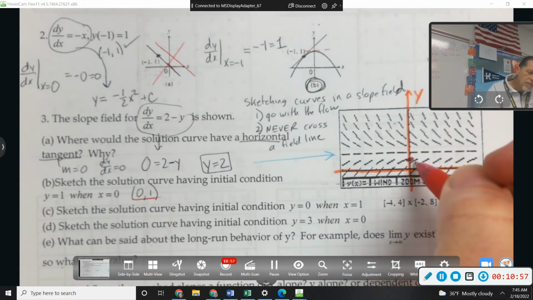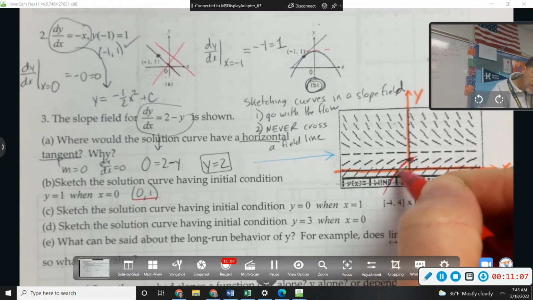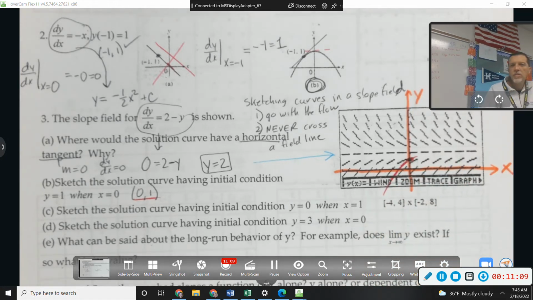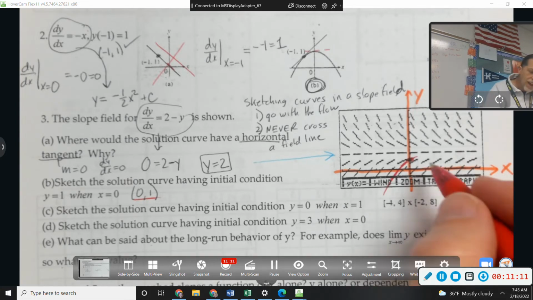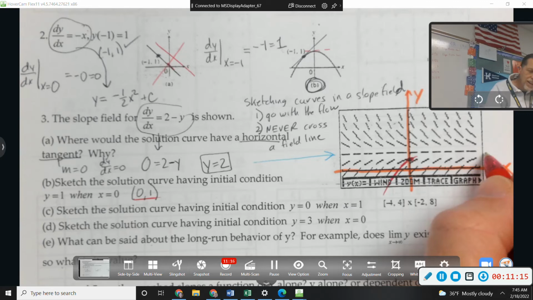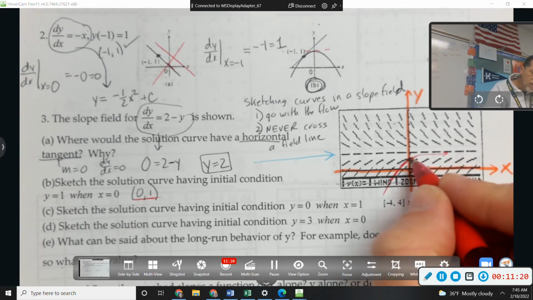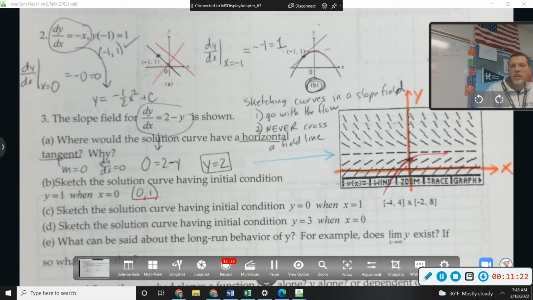They're trying to direct you where to go. So if I start at 0, 1, kind of go with the flow here. I'm going to go to the left first because it looks a little easier. Something like that. I can't cross that horizontal line at 2. So I think it's probably just going to asymptote up next to it.